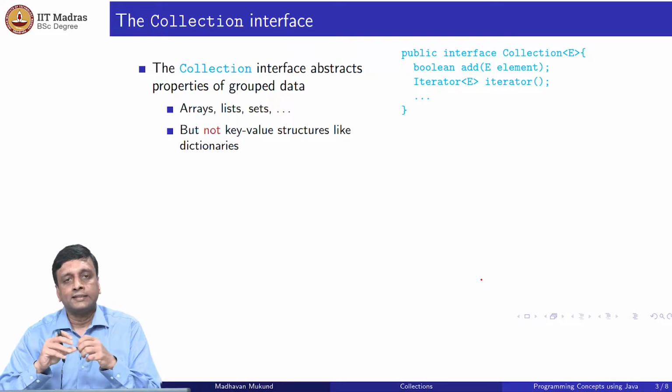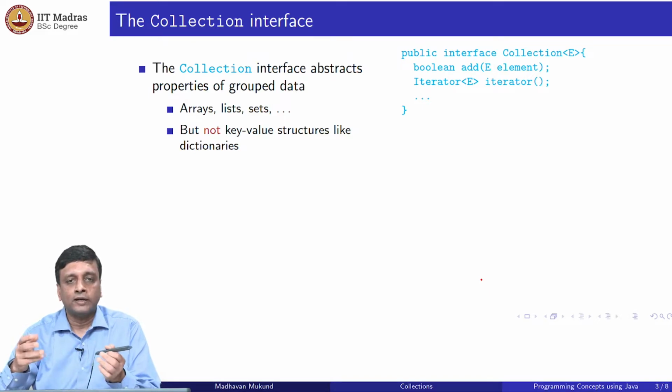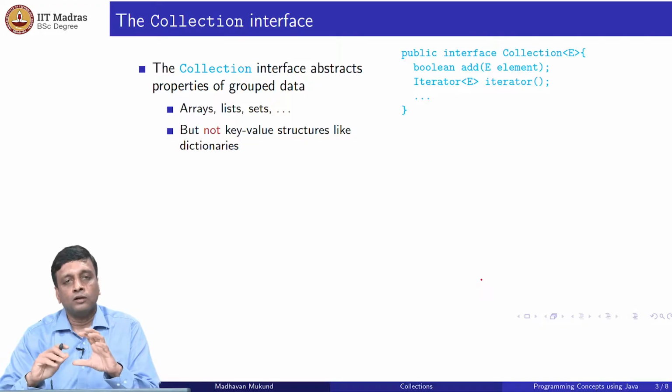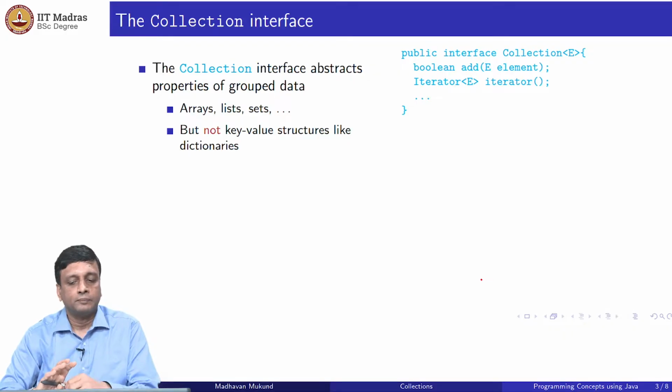But in all other collections, like a list or a set or an array, I have a bunch of values which may be separately organized in a sequence or as a collection without duplicates or so on, but these are all groups of values. So, the collection interface subsumes all groups of values, but it is not for key value structures, which have a separate interface, which we will talk about later.